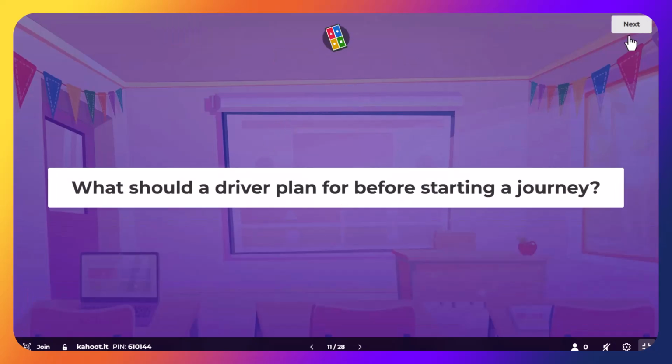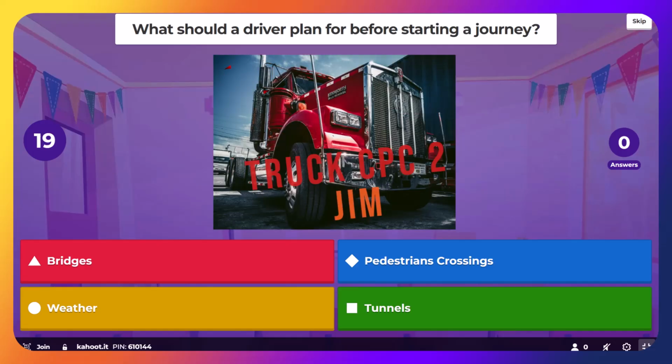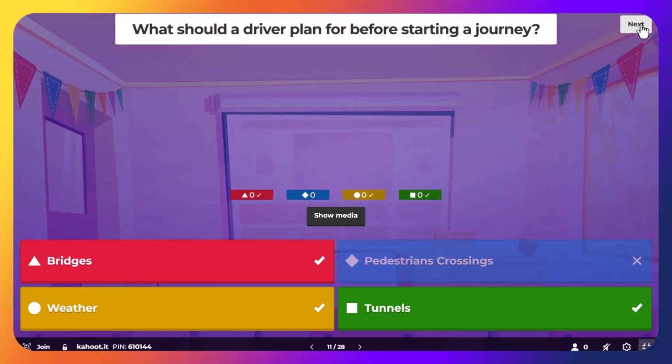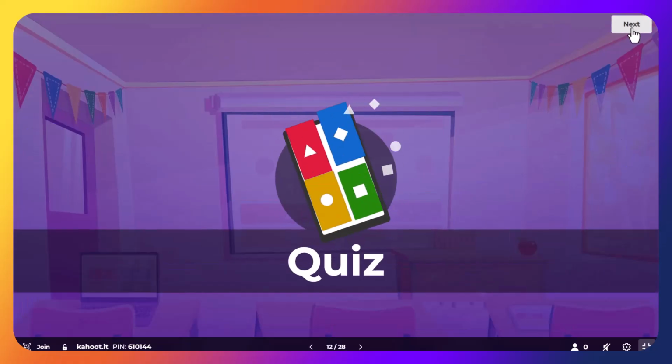What should a driver plan for before starting a journey? Bridges, very possibly. Pedestrian crossings, you can't plan for crossings. They're not registered anywhere. Well, why would you need to? Weather and tunnels, yes. Bridges, weather and tunnels. Now, on the real exam, you're only going to get 1 answer and 3 wrong ones. But just for the crack, we have 3 correct answers here, and only 1 of them's wrong, just to get your brains working.